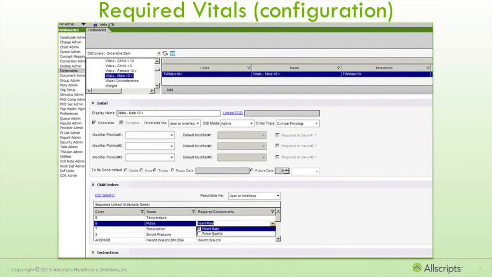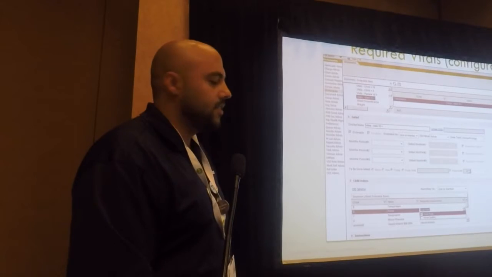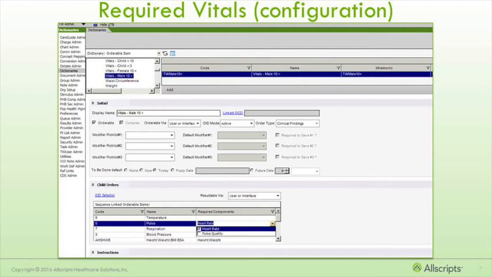So I'll take you into the configuration. In the orderable item dictionary, you can select a system delivered vitals panel, or you can create a custom vitals panel. And under the OID selector, you can see now there's a new column called required components, so you can literally flag which vital measures you want to be required in that particular vitals panel.